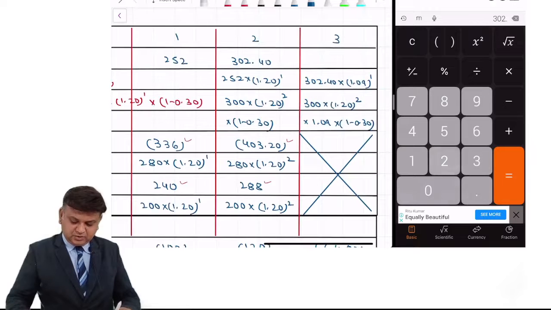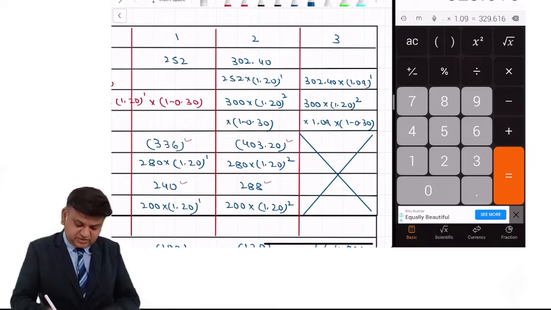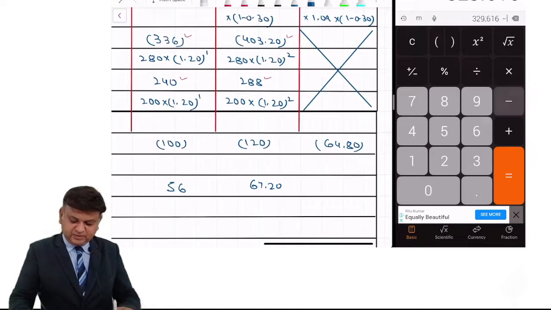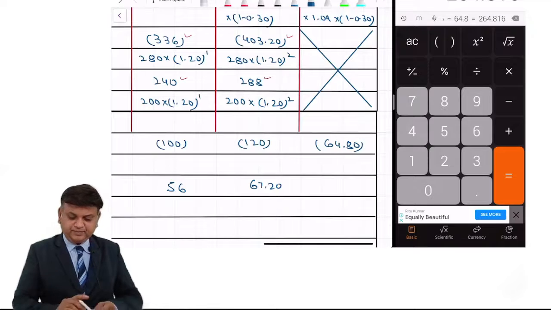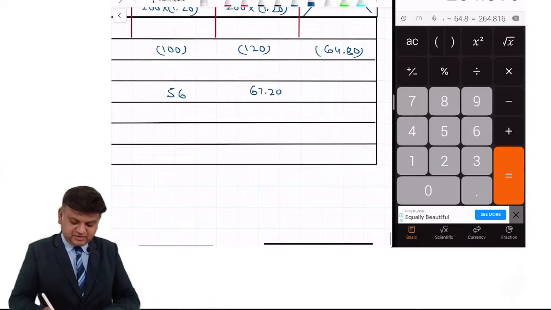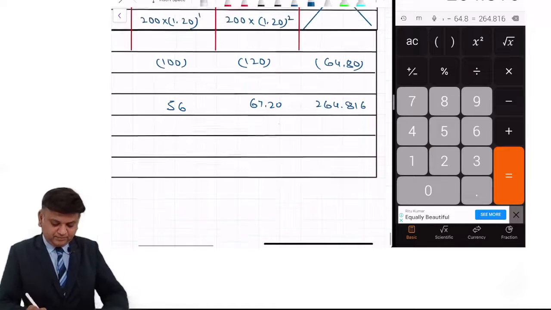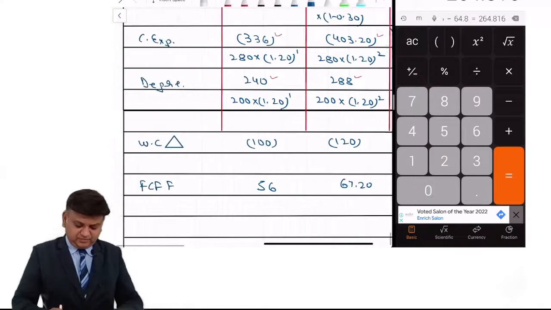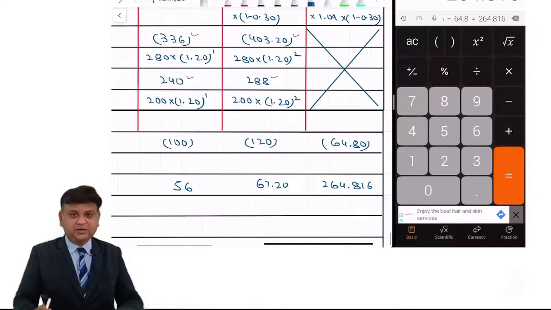Third year, 302.4. 302.4 into 1.09, that is 329.616. Minus 64.8, that comes to 264.816. This is the way we are required to make the calculation of the answer for free cash flow for the firm from end of year 1 to end of year 3.